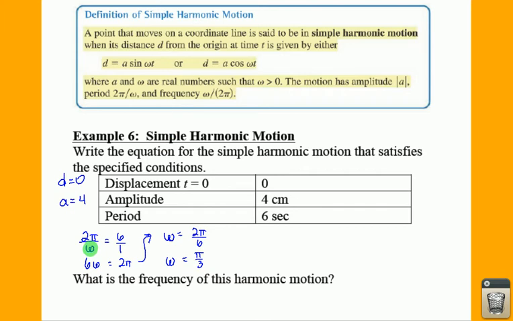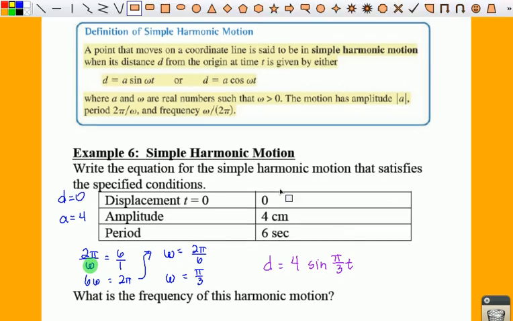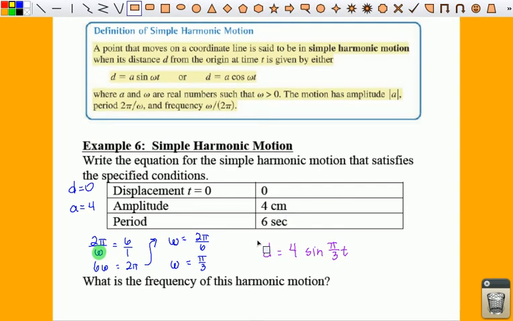So now we are ready to write our equation, where we're just going to say d is equal to 4 sine of pi over 3, because that's our w, times t. And that's your equation. Okay, that is a simple harmonic motion equation.